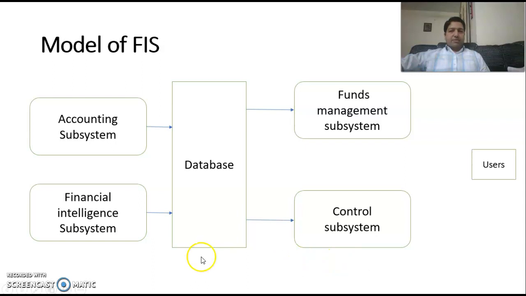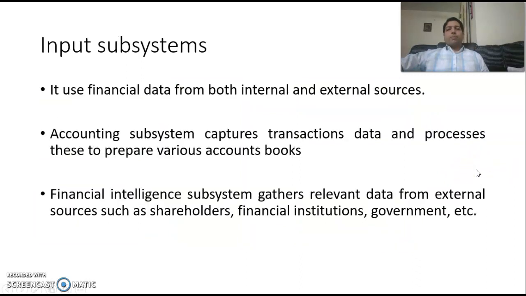If we see the model of FIS, in the input subsystem there are the accounting subsystem as well as the financial intelligence subsystem, which lead through the database for FIS. In the output subsystem, there are the funds management subsystem and the control subsystem. The information provided by the system or software is used by the users. The input subsystems use financial data from both internal as well as external sources. The accounting subsystem captures transaction data and processes it to prepare various account books.